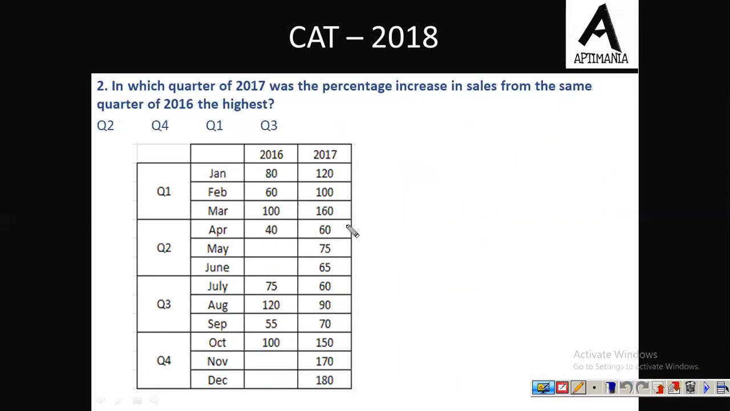Now moving to the second question of this set. In which quarter of 2017 was the percentage increase in sales from the same quarter of 2016 the highest? In which quarter of 2017? तो 2017 के कौन से क्वार्टर में the percentage increase sales from the same quarter of 2016 was highest. So first of all 2016 और 2017 की values को हमको compare करना है.